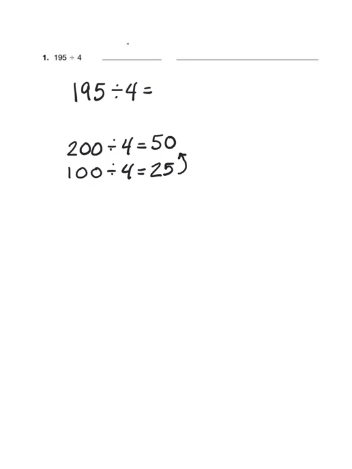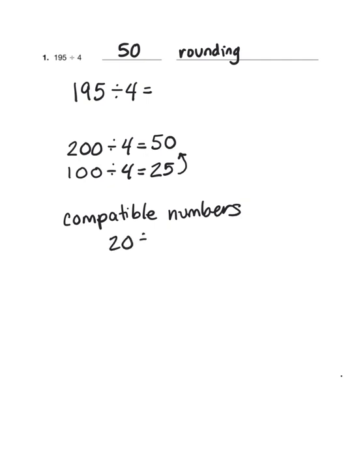So in the first spot, I'm going to put my estimate, which is 50, and then in the second spot, I'm going to put rounding. That's the strategy I used. Now really, you could also write compatible numbers for this and still be correct. Compatible numbers, because 20 divided by 4 equals 5 is part of a fact family that would help you then know that 200 divided by 4 must be 50. So you could really write either.